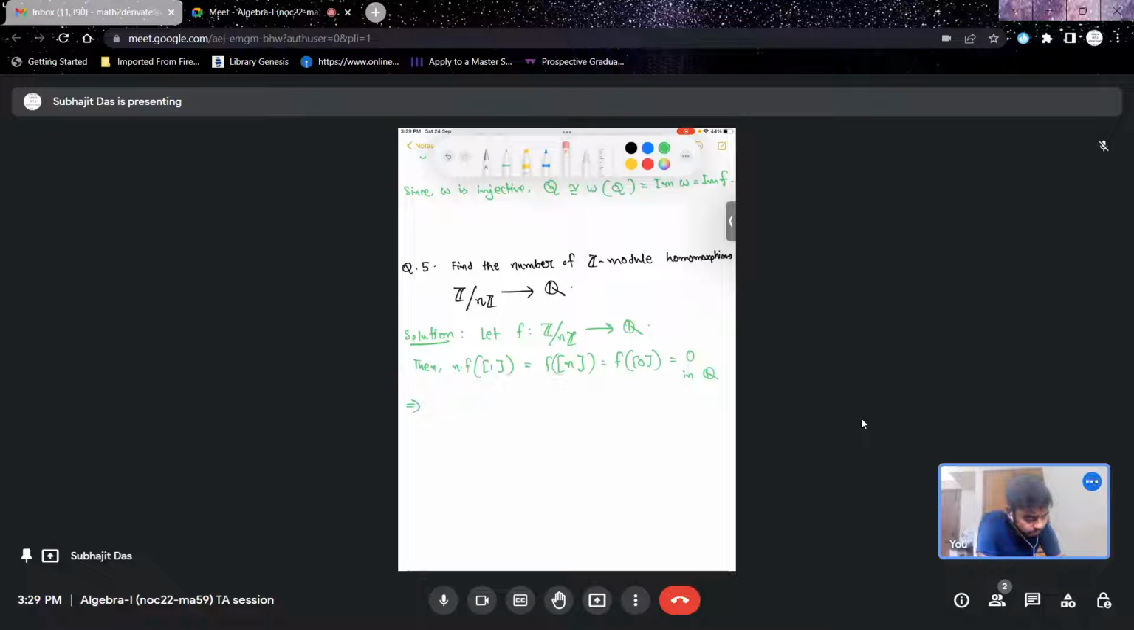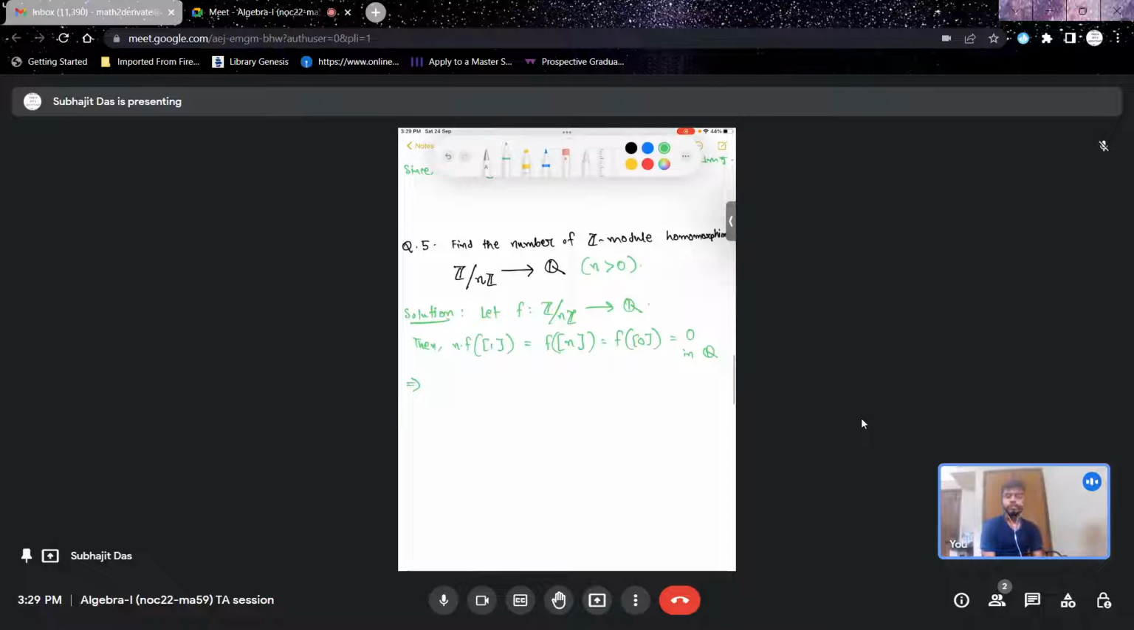Now Q, we know, is an integral domain clearly. I should mention that n is greater than 0. Whenever we say Z mod nZ, we always mean n greater than 0, because the congruence relation is only applicable when n is a strictly positive integer. So n times F of box 1 is 0 implies that F of box 1 has to be 0.